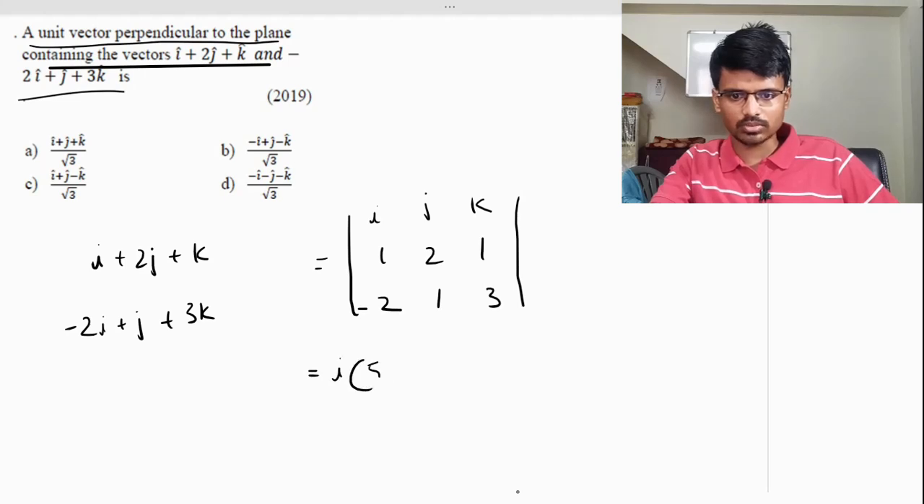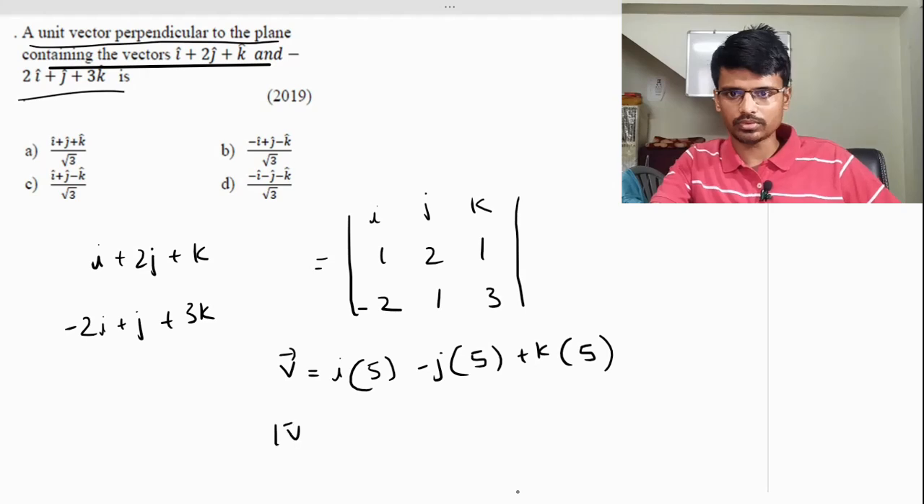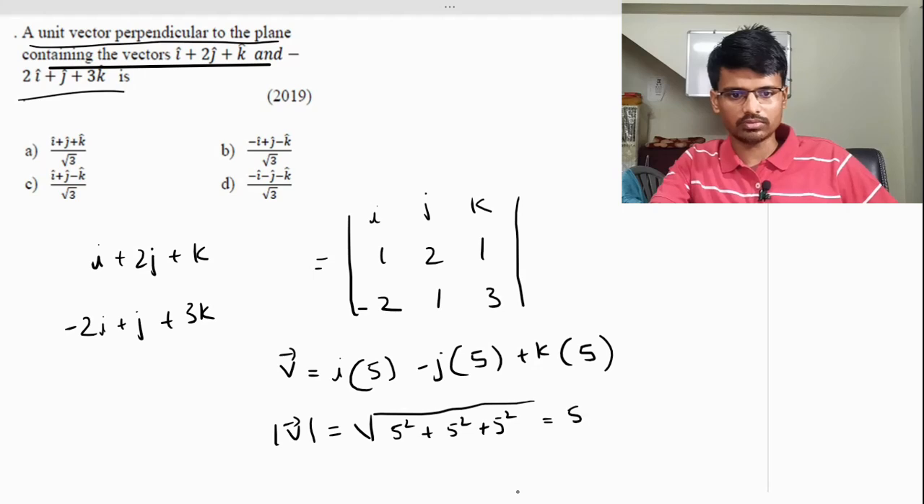6 minus 1, 5 minus j. Let me call this vector v. 3, 5 plus k, 1, 4. So this is also 5. So the magnitude of this vector is going to be 5 square, 5 square, 5 square, which is nothing but 5 root 3.